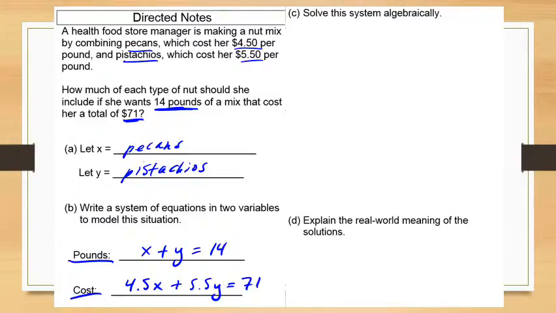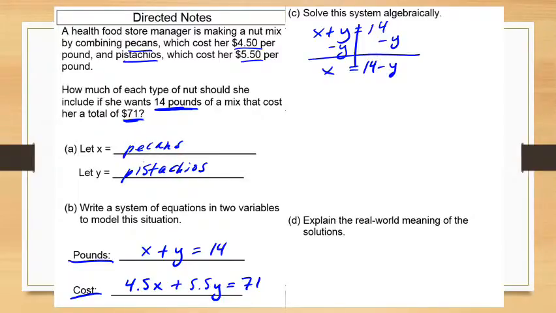Next we're going to solve this algebraically. You'll notice we're going to have to solve for one of the variables. I need to choose a variable to solve for. I'm just going to choose X. So I'm going to subtract Y from each side, and I get X equals, oh, I used the wrong number here, didn't I? X plus Y should equal 14. So X is going to be 14 minus Y.